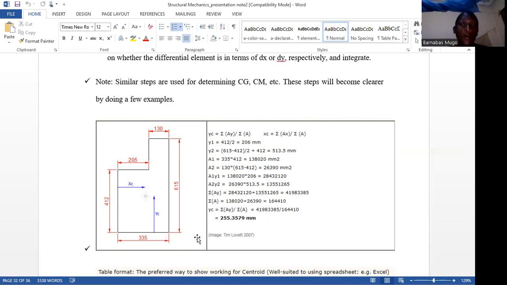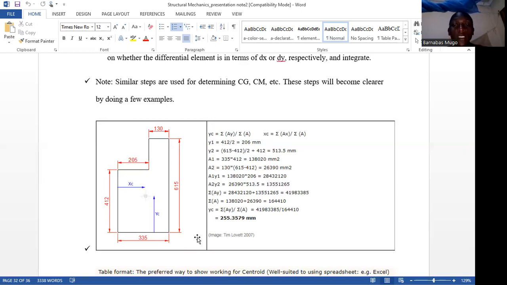Then you multiply A1 with Y1, A2 with Y2, and then you sum all the AYs, that is A1 Y1 plus A2 Y2, so that you get an answer. Then you sum all the areas, that is A1 and A2. Then you divide the AY summation by the summation of A, so that you get the answer for YC that is required.